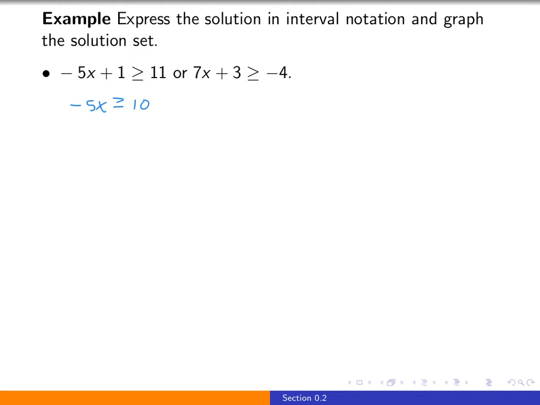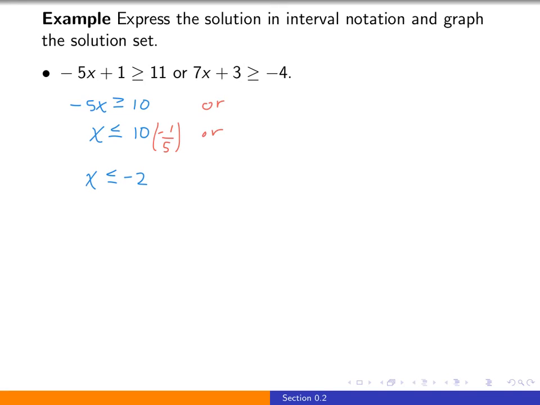So I would have an x on the left, and on the right we would have 10 multiplied by minus 1/5. And recall, whenever we multiply or divide by a negative, we need to change the direction of our inequality. So this inequality now is x is less than or equal to minus 2.